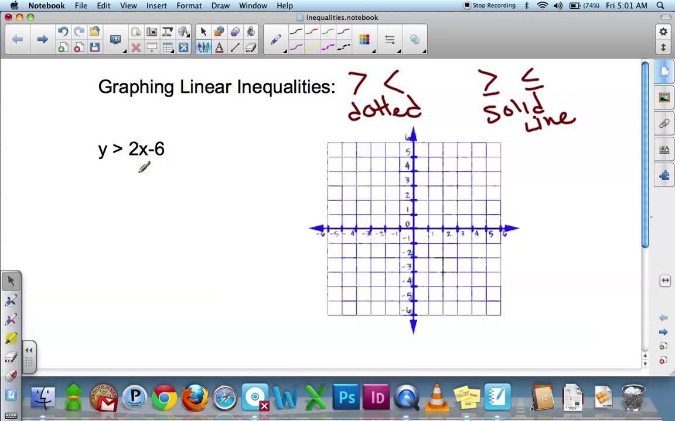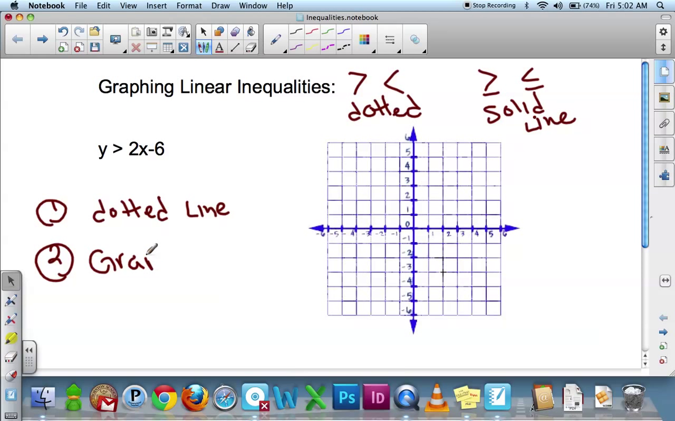So when you're graphing inequalities, the first thing you want to do is determine whether or not you're going to have a dotted or a solid line. So in this case, because it's just the greater than symbol, it's going to be a dotted line. This will help when we're graphing the line. And then second step is graphing the linear equation. It becomes an inequality when we're shading, and that's our last step, and we'll talk more about that in a minute.